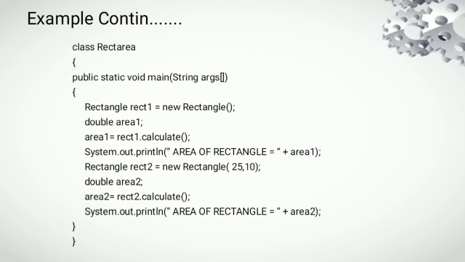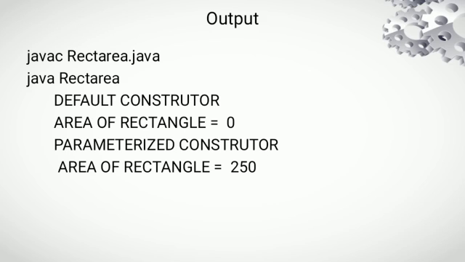We call the method calculator from the main class using the objects, that is rect1.calculator, and display the value of area. In the second object, we pass two values 25, 10 and invoke the method using rect2.calculator. Finally, we display the area value. This is our output. In default constructor, we got area value 0. For parameterized constructor, we got area value 250.